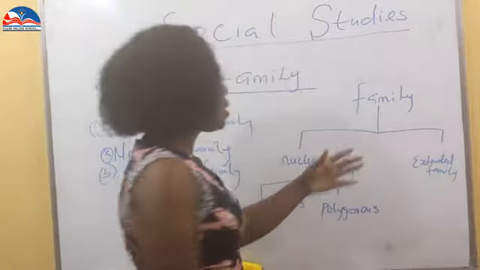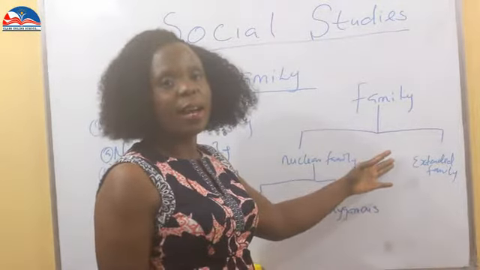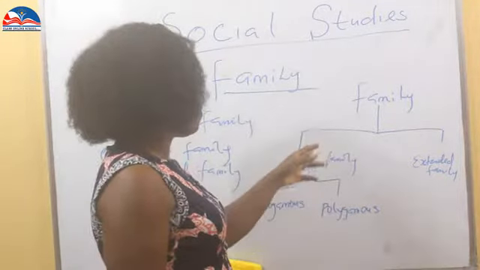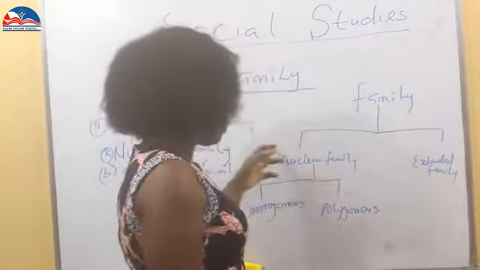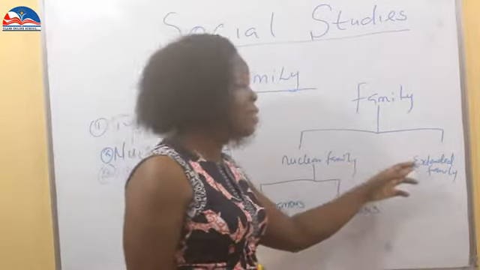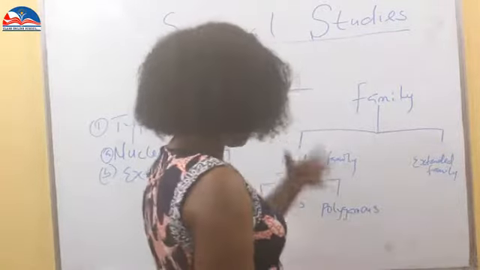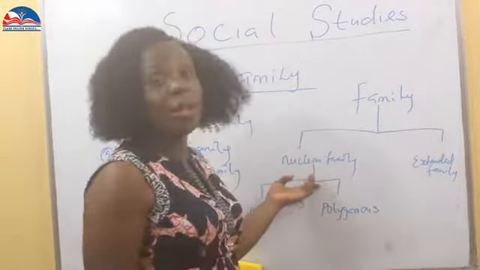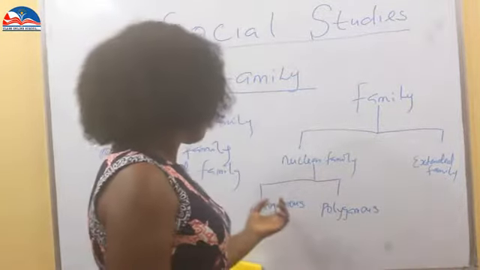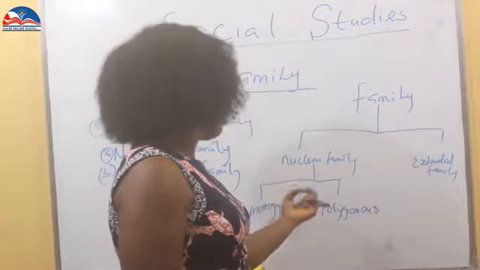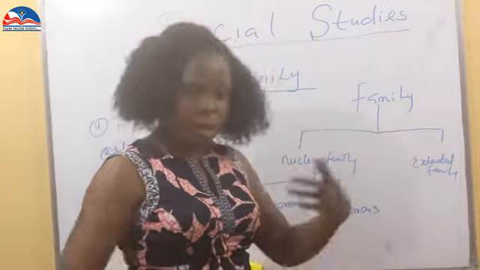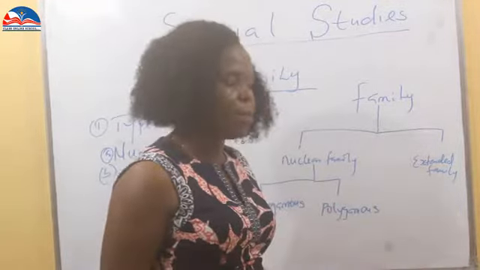I have put it in a small diagram. When you remember the family and you remember that there are two types, you put it below each other. We'll have the nuclear family and we have the extended family. Under the nuclear family, we have two other forms of family. We'll have the polygamous family and the monogamous family. Now let's take it one at a time.